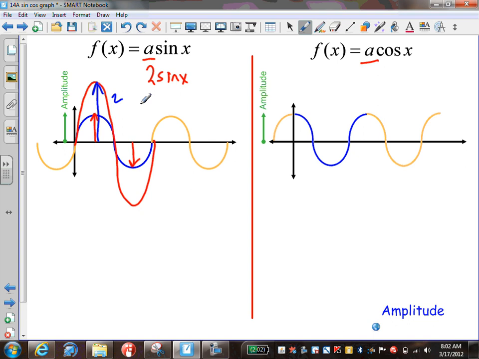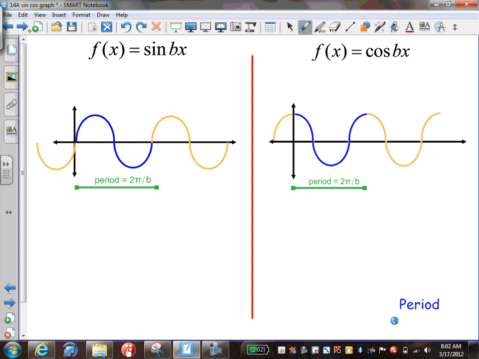Same thing for cosine. You're just basically getting taller and deeper. So if we're talking about sound waves here, this is the same thing as volume, okay? So if something's louder, it's taller. If something's quieter, it's shallower, okay? Okay, so let's take a look here at the next one.